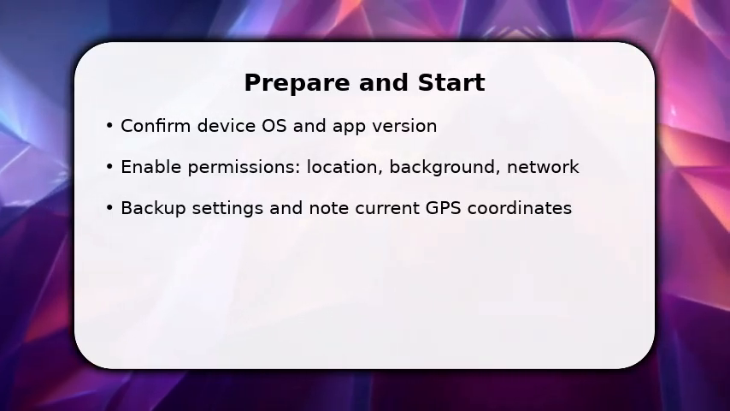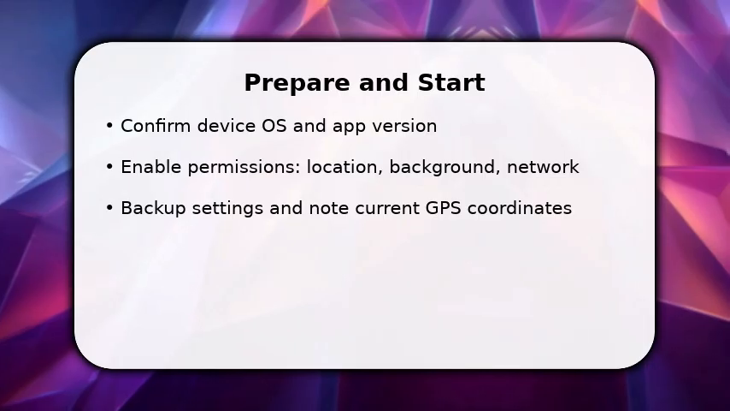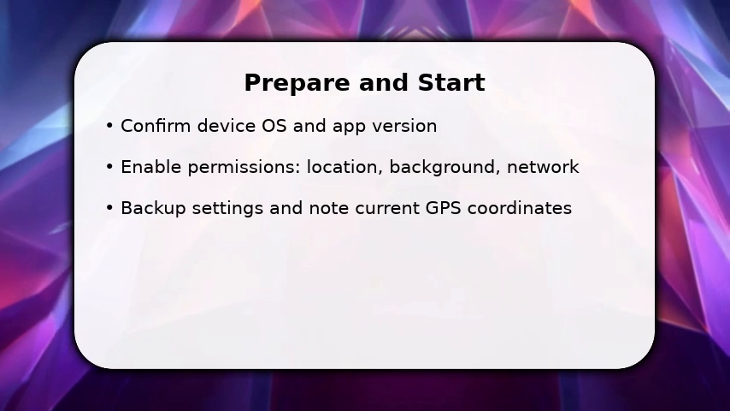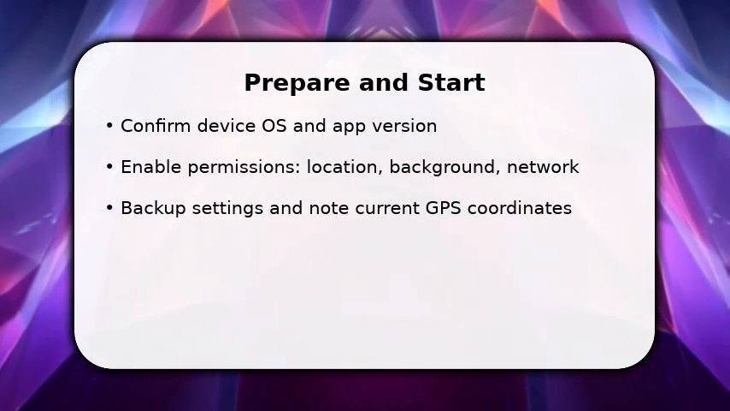Next, open the app and choose a simple static mode to test. This first actionable step prevents accidental location leaks and ensures the tool can override system location immediately.